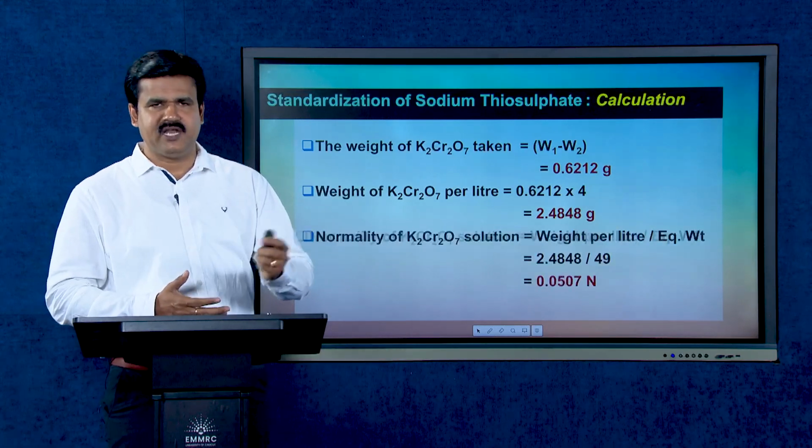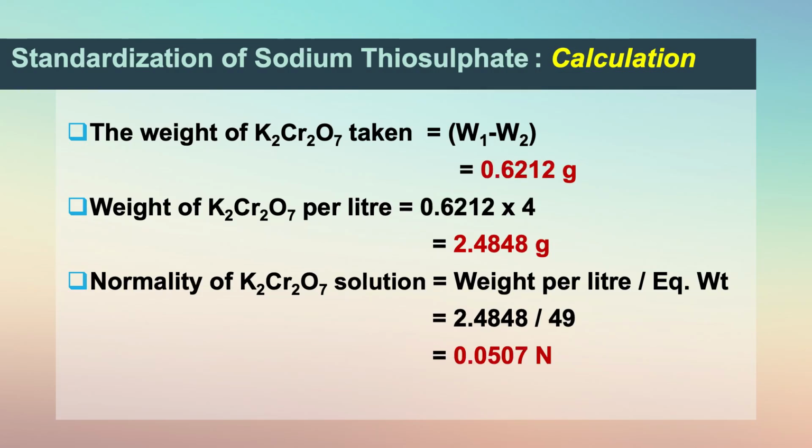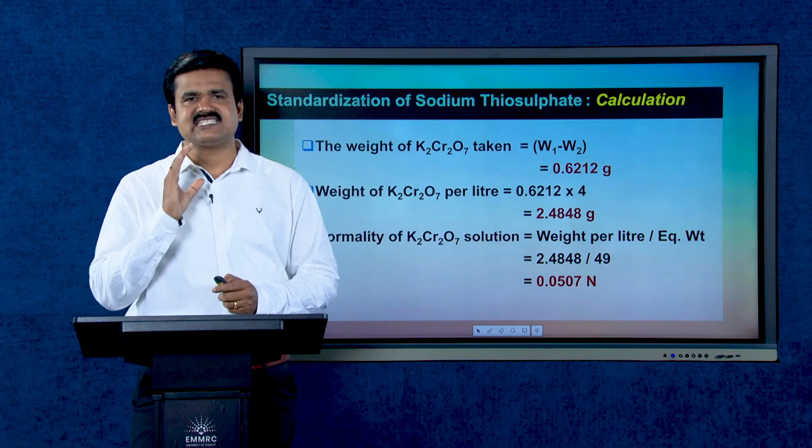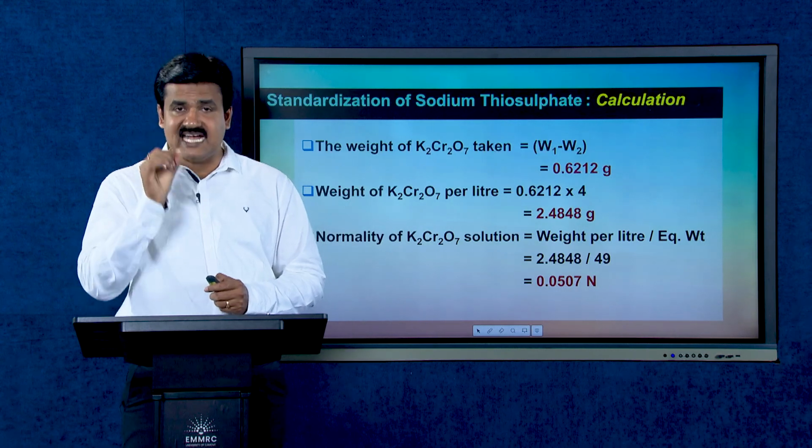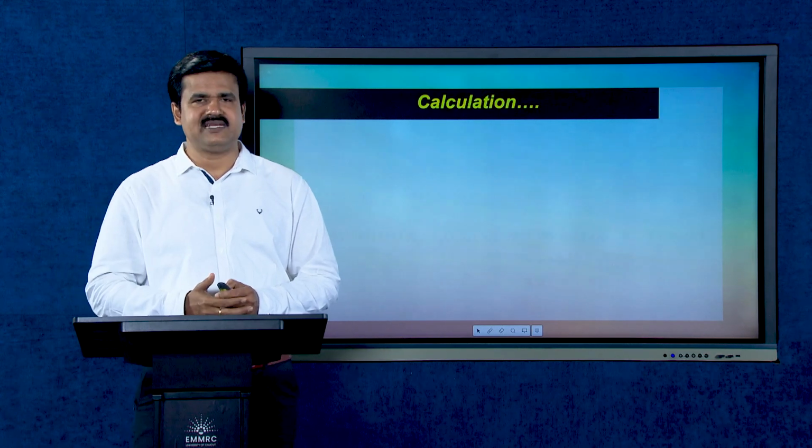So, weight per liter is 2.4848 gram. Now, the normality of the K2Cr2O7 solution equals weight per liter divided by equivalent weight, that is 2.4848 divided by the equivalent weight of potassium dichromate, 49. You get the final concentration of the prepared potassium dichromate solution as 0.0507 normal. This is the normality of the standard solution of potassium dichromate.